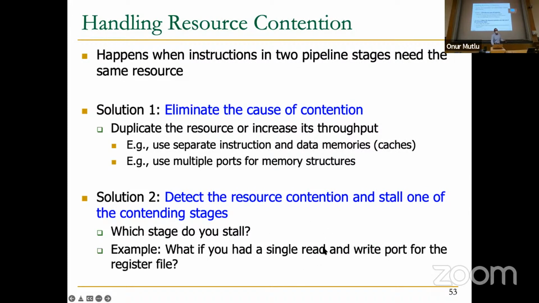For example, what if you have a single read and write port for the register file? Only a single port, you can use it for reads or writes. One instruction at the end of the pipeline, the write back stage, is trying to write to the register file. Another instruction is trying to read from the register file in the decode stage. Which one do you stall? Well, you stall the one in the decode stage so that the instruction that's writing to the register file goes out of the pipeline.